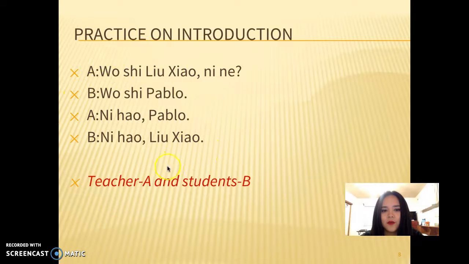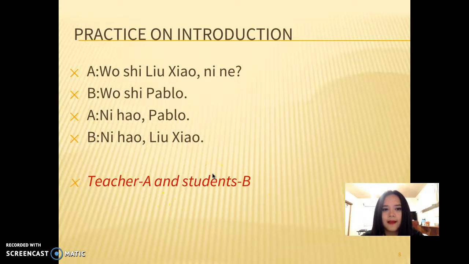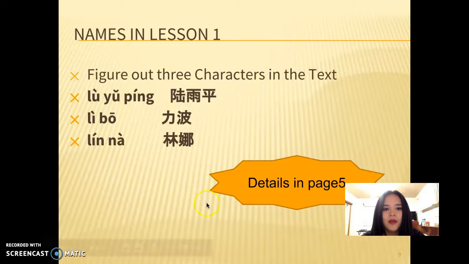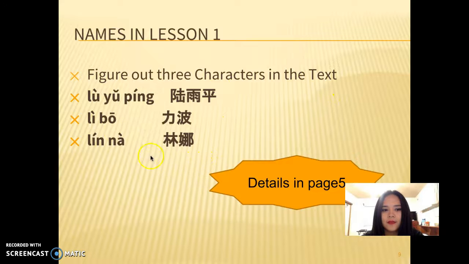This is a very simple dialogue. Students will group into 2 persons, 1 group. 1 student represents A, 1 student represents B. Then you can have a little practice. These are the names existing in the textbook. I won't explain too much. Just follow me, please. 陆雨萍, Li Bo, Ning Na. Ning Na is a girl. The others are boys.